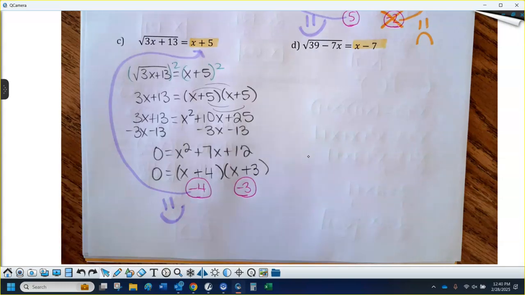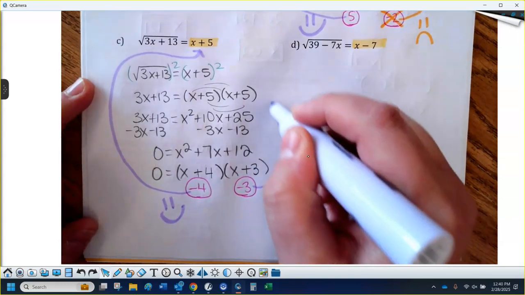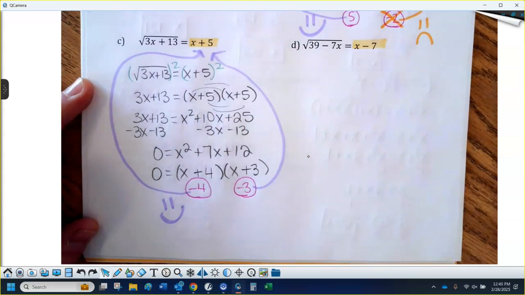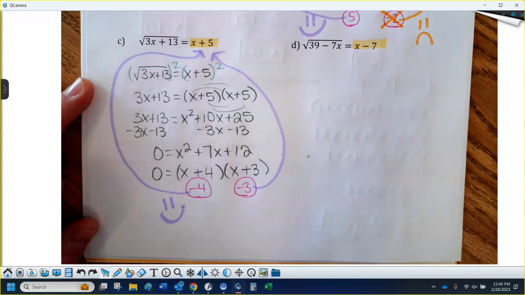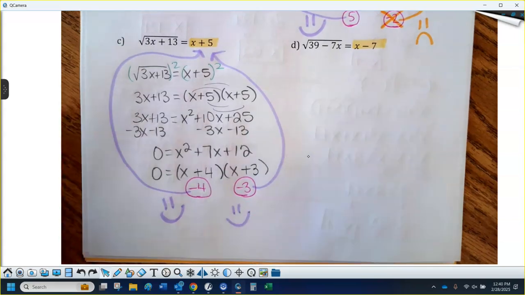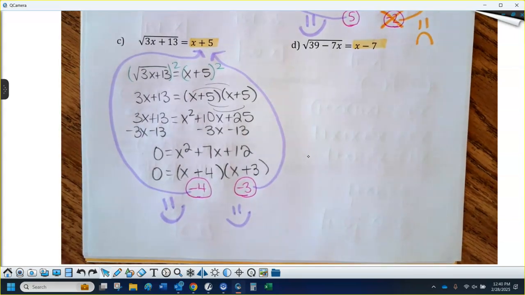That actually works there. And in this scenario, bless you, if you plug in negative 3, negative 3 plus 5 still gives me a positive value of 2. So actually both of those answers work. And I have no extraneous, so I have two solutions to this question. And then we're going to do one more real quick, hopefully here.